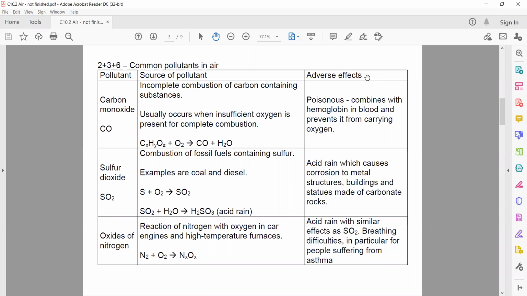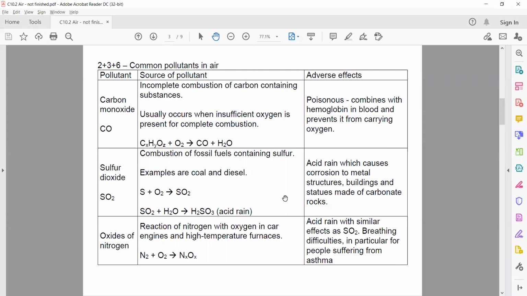So that's not poisonous. Cool. And then sulfur dioxide, from the combustion of fossil fuels containing sulfur. For example, coal and diesel. When you think of a lump of coal, you think of a really large black solid. However, that's not all carbon. It's like 99% carbon, with a bit of extra sulfur, nitrogen, phosphorus, whatever. But the tiny amount of sulfur inside the coal, when it's combusted, produces sulfur dioxide. So it produces the SO2.